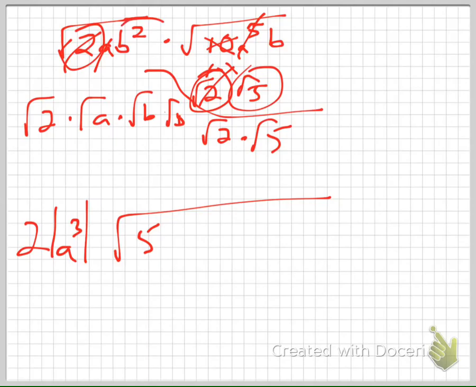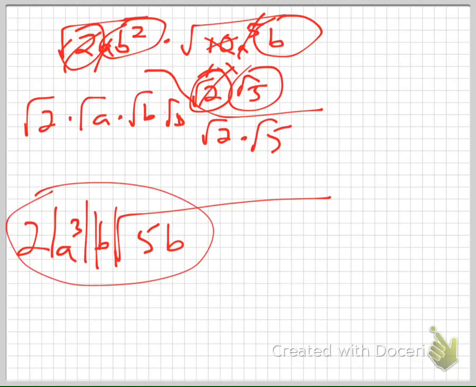And then how many b's are left? That leaves me with 3 b's. What can I pull out then? A single b. So I pull out a b. That leaves me with a b in here. And that also has to be an absolute value symbol. And I'm done. 2 times the absolute value of a to the third times the absolute value of b times the square root of 5b.